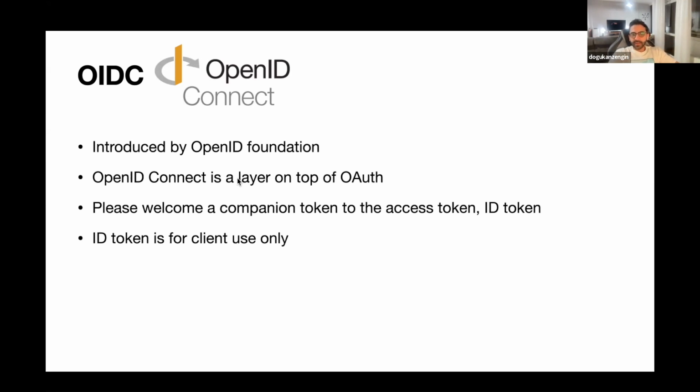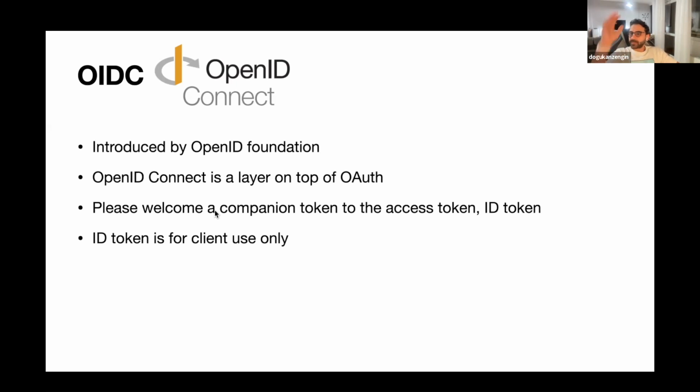So OpenID Connect does that, introduces some kind of identification on OAuth. And how it does is it introduces another token that we need to use, named ID token. ID token, I will show you briefly in a moment, contains useful information about the user itself. And it is only for client use. There is no need to pass it around to resource servers.